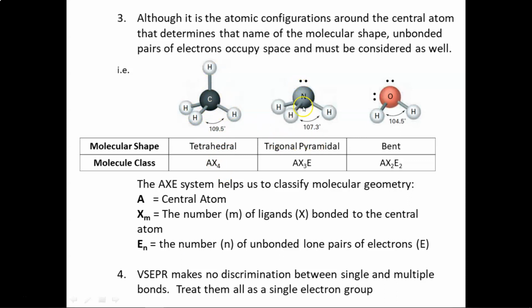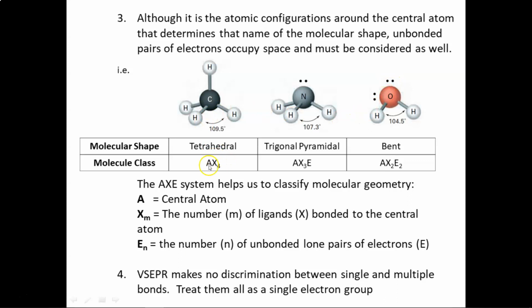Trigonal pyramidal, so ammonia over here, NH3, is going to be A, one central atom, X3 hydrogen atoms, groupings of atoms together, and then E because there's one lone pair electron floating here. And then finally water, H2O, has a bent geometry with one central atom, A, 2 ligands, so groupings of atoms, X2, and 2 lone pair electrons, one over here and one over here.